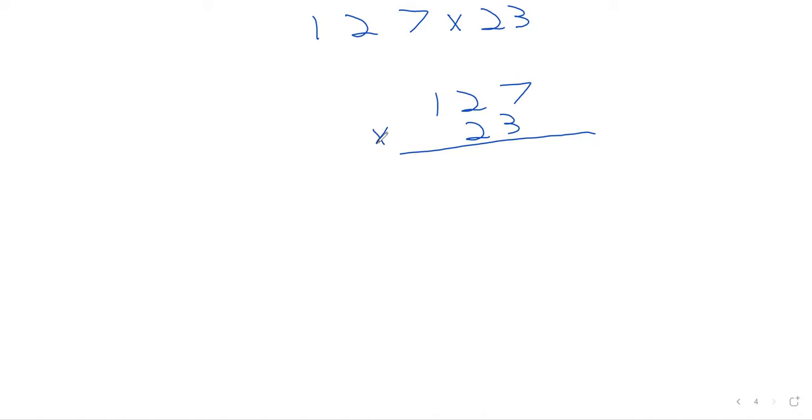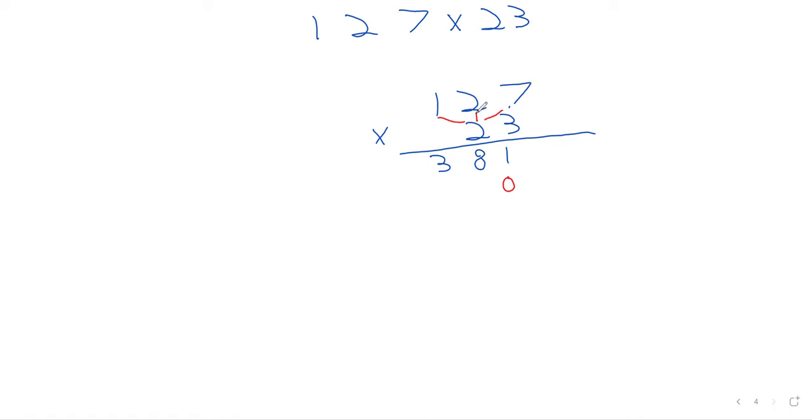We probably know the basic idea, but again, just to remind ourselves, 7 times 3 is 21. 3 times 2 is 6, plus 2 is 8. 3 times 1 is 3. 381. And now we're going to repeat this process with the 2. We'll do all of those, but we'll put the 0 there.